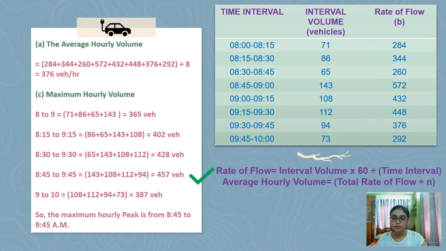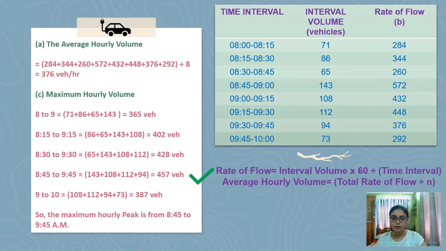For the average hourly volume, we need to add the total rate of flow divided by the total number of datasets, which is 8 in this case. So after adding the total rate of flow and dividing it by 8, we will be able to find the average hourly volume. For part B, which is the rate of flow, we will take into consideration the interval volume multiplied by 60, which is the time for 1 hour, divided by 15 minutes.